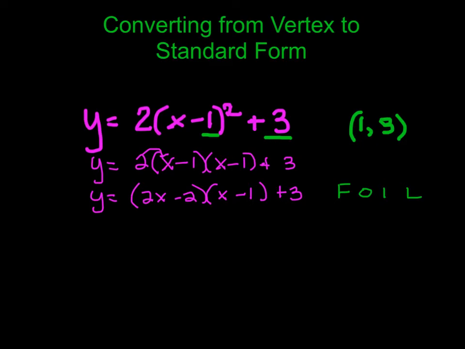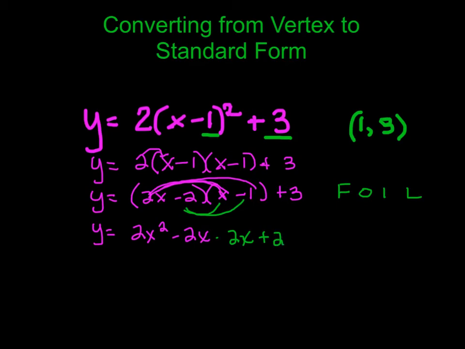So if you like the term FOIL, I'm going to distribute right now, and what F stands for is distributing this first one to this first one. So I'm going to distribute here to here, and I get 2x squared, and then I'm going to distribute from the first to the last, and that's called the outside. I'm now going to distribute from here to here, which would give me -2x, and I'm going to distribute again. And then I still have that +3 at the end.